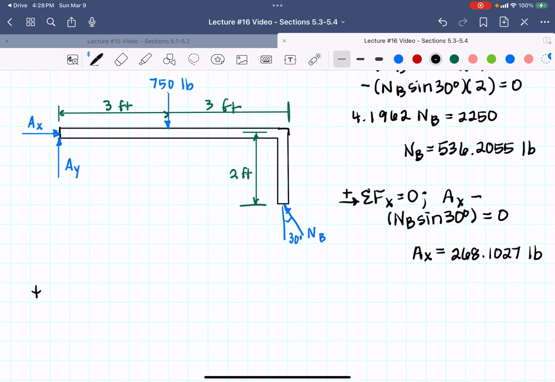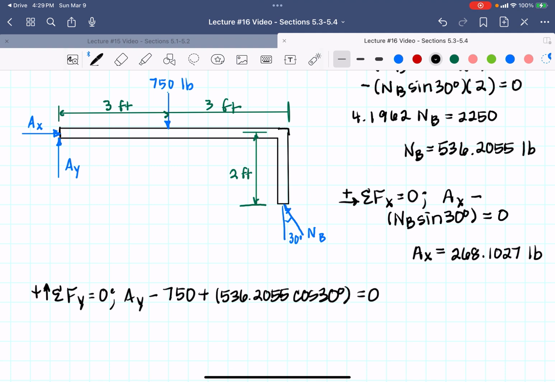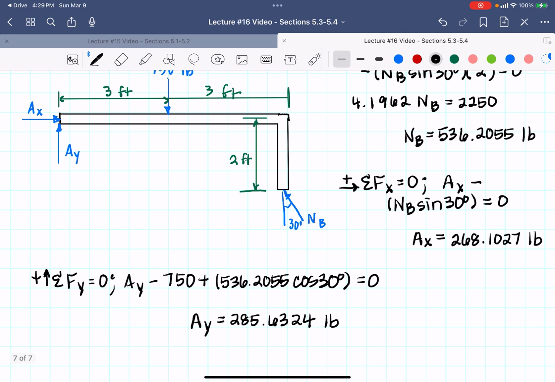So now if I'm going to sum the forces in the Y direction, equal to 0, I've got A of Y, got negative 750, and I've got a positive N of B, 536.2055, times the cosine of 30. It's going to give me the vertical component equals 0. So when I do all that math, I get A of Y equals 285.6324 pounds. So I assumed all of my directions right this time.